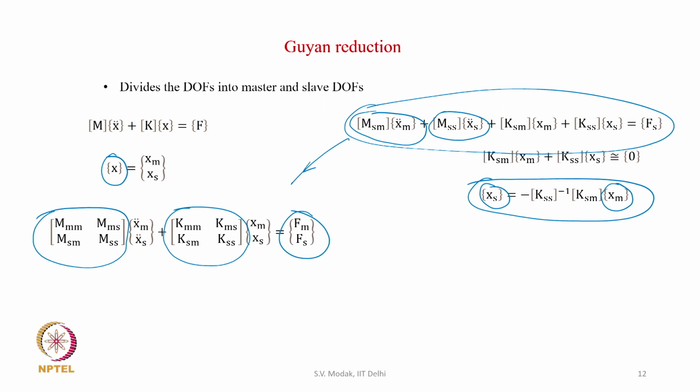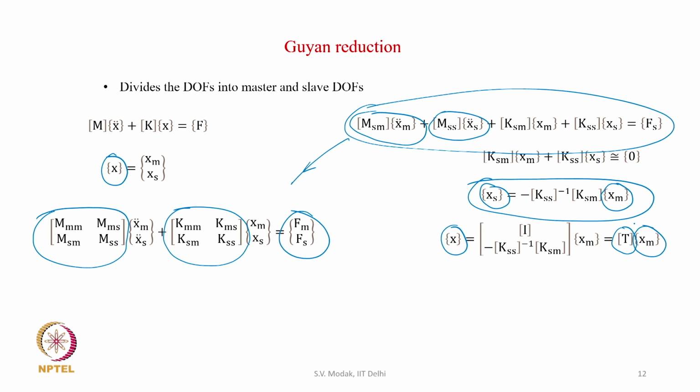So, therefore, we can write down the vector of all DOFs x as T times xm. So, when you substitute xs in the equation for x, we get this equation which transforms the complete vector of DOFs x into the vector of master DOFs. In this way we obtain a relationship between the displacement vector x and the displacement vector xm.